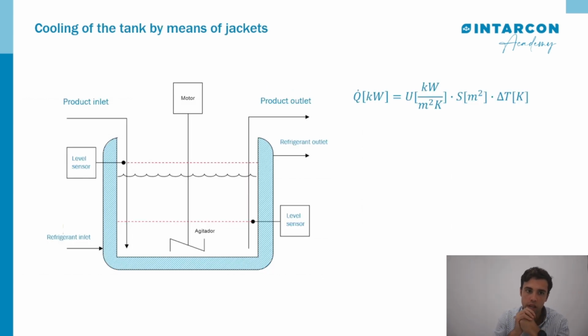Another option, cooling the tank by jackets. That is a system in which the tank is normally refrigerated with water or glycol, which circulates through an external layer of the tank and tries to extract heat from the product inside. It cools the product without the need to submerge, in this case, a coil in the liquid.